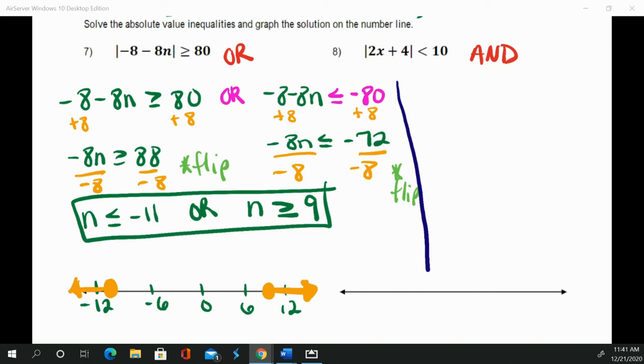For number 8, we decided it was an AND inequality because it's less than. So our next step is to set up the two parts of the AND compound inequality. So set up what you're given, which is without the absolute value. Flip the inequality symbol and make that value negative. Now remember, our goal here is to isolate x in the middle. So what you do to the middle, you have to do to the right and to the left. So first we'll start by subtracting 4.